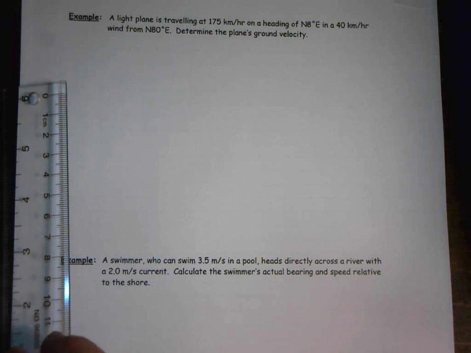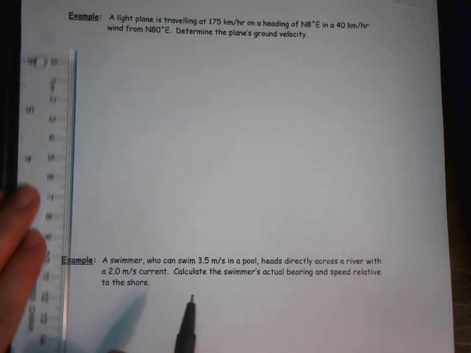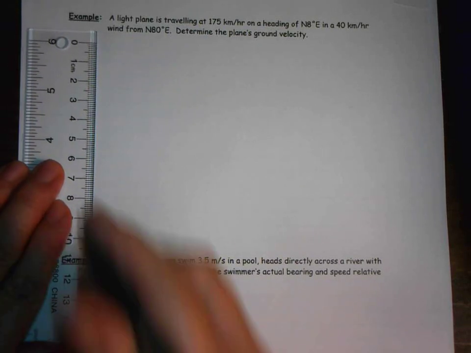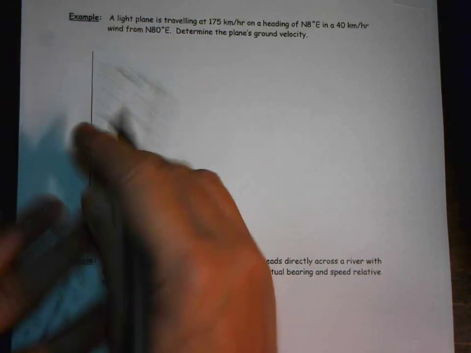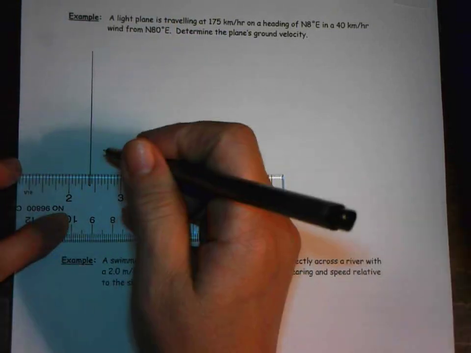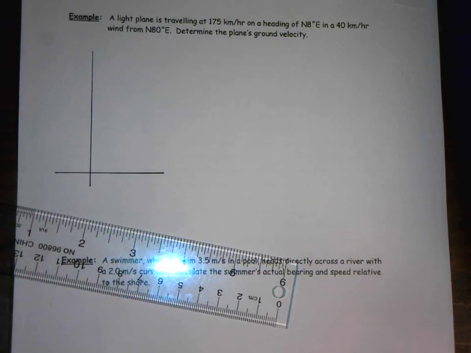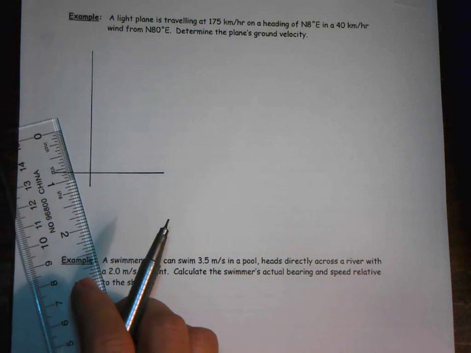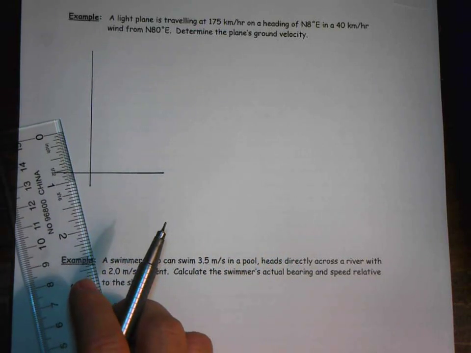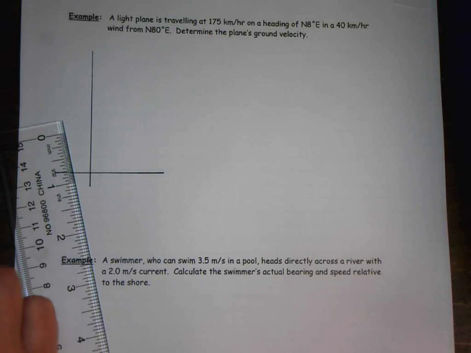Alright, let's take a look at this third example. You have a light plane that's traveling at 175 kilometers per hour on a heading of north, 8 degrees east of north. So let's draw that. When you draw these vector diagrams, make sure you draw them large enough so that you could label the angles and see them clearly. Now this plane is going at 8 degrees east of north.